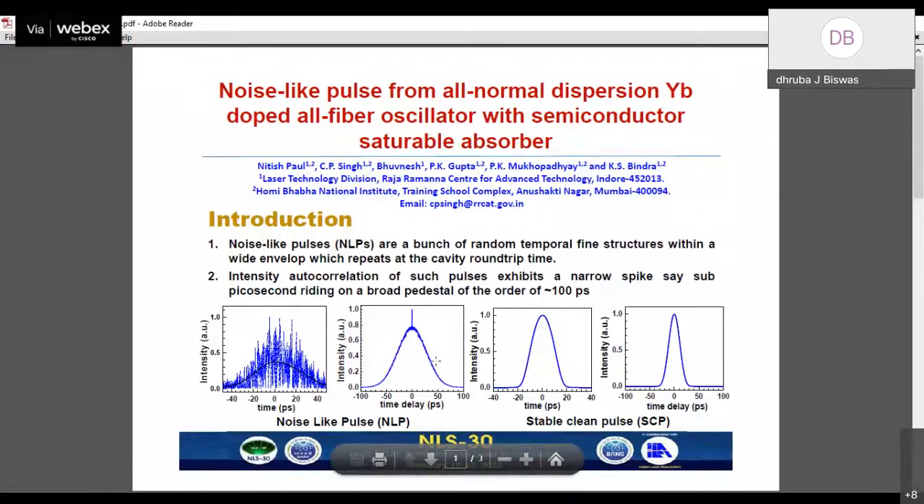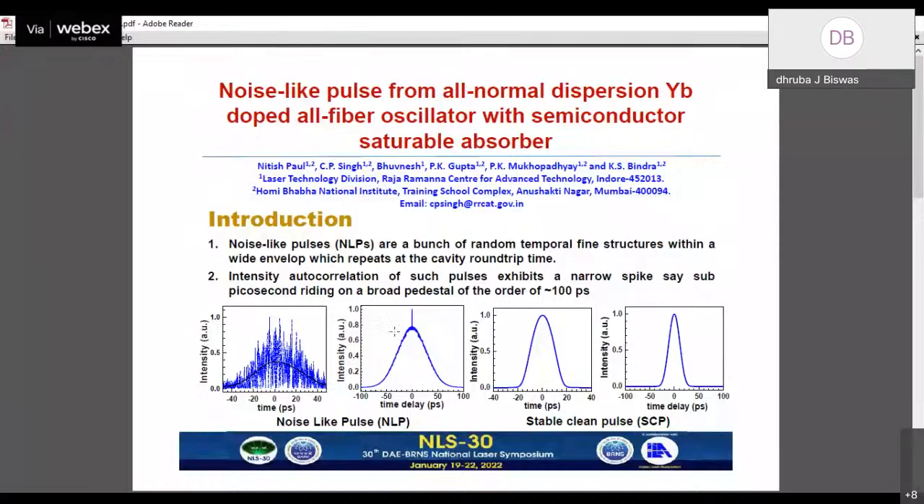This is the intensity autocorrelation trace of noise-like pulses. You can see a spike riding on a broad pedestal. The typical width of these spikes is of the order of some hundreds of femtoseconds, whereas this broad pedestal is basically of the order of hundreds of picoseconds.